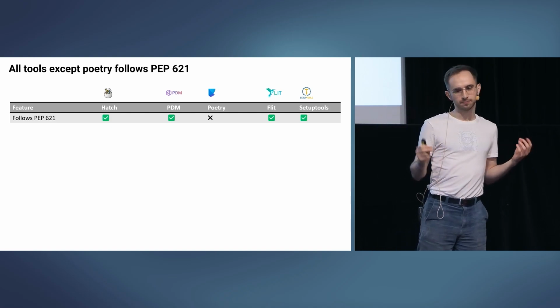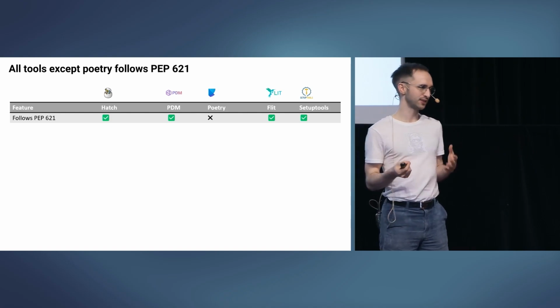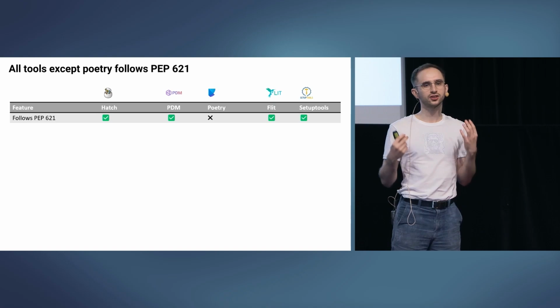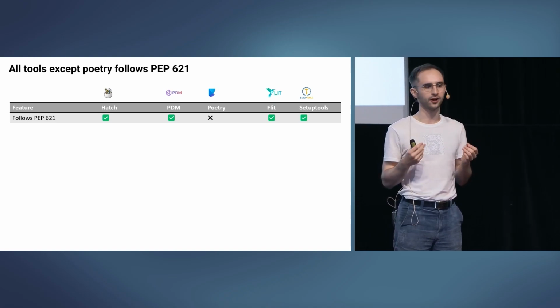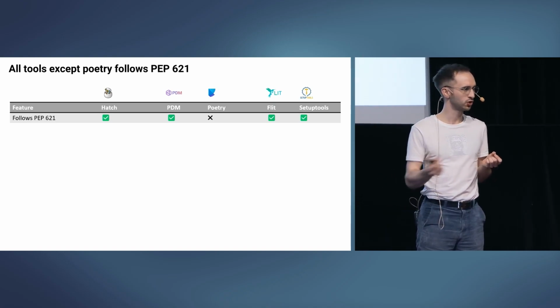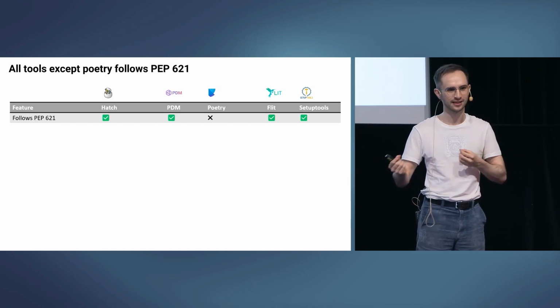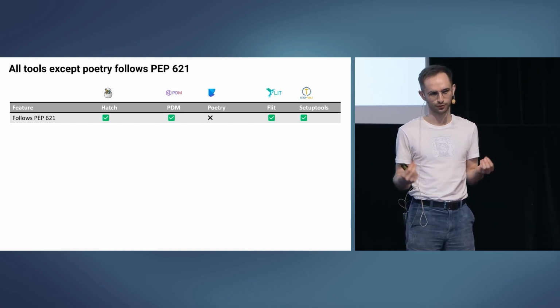First off, the standard: everything except Poetry satisfies the standard. This is really useful to avoid vendor lock-in. So it's easy to switch between different tools that have the same representation of configuration.